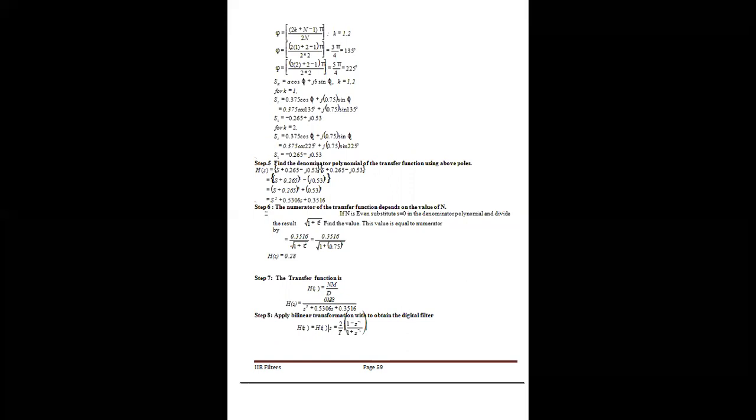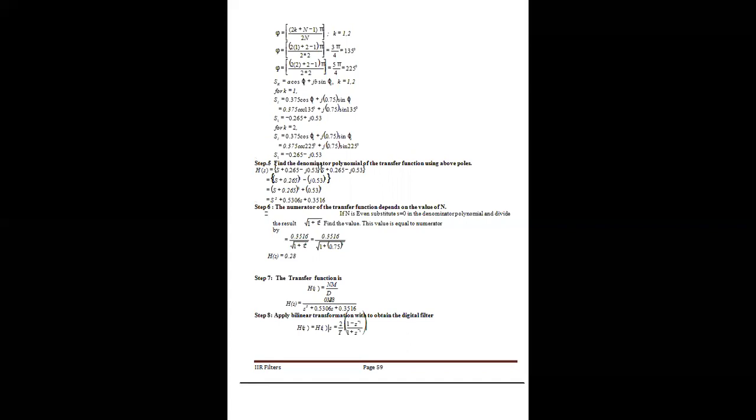So find the value of s_k, equivalent to S1 and S2, by replacing 0.375 cos 135 plus j 0.75 sin 135. So we'll be getting the answer minus 0.265 plus j 0.53. Similarly, S2 is equivalent to minus 0.265 minus j 0.53, so the complex conjugate of the value.